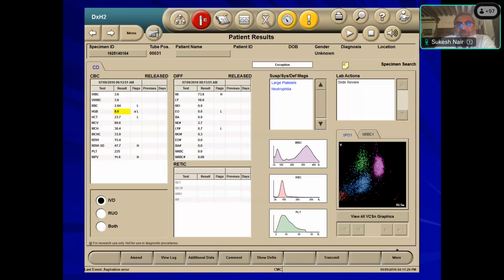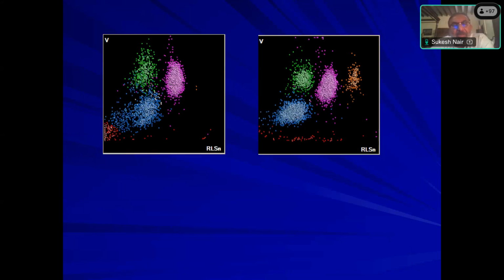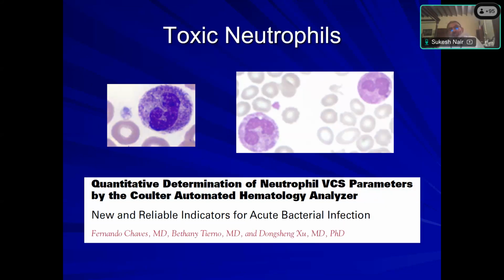The histogram shows mostly neutrophils. But when I compare it with a normal person's scatter plot, there's hardly any difference between the neutrophils of this person and the normal person. So obviously, when you talk about toxic neutrophils, we are looking at increased granulation. So they thought that, oh my God, all the cell counters can measure scatter very well. Maybe the scatter of toxic neutrophils, which are seen in acute bacterial infection, may be increased.